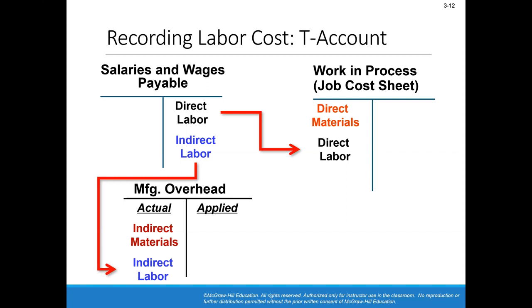And then we also have our indirect labor, those labor hours that are not easily assigned to a job. So we have those, and we're going to put the credit to the payable account, and then the debit for the indirect labor is going to go into manufacturing overhead as the actual, because that's the actual labor that we're paying.